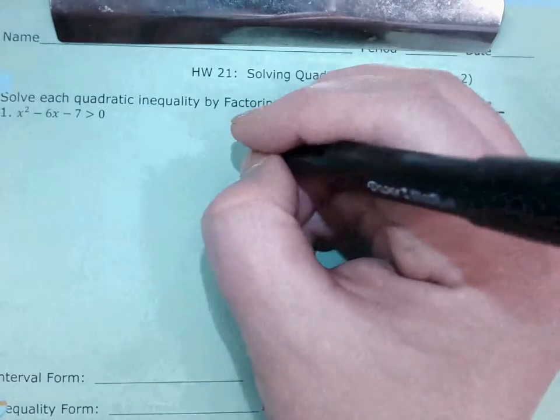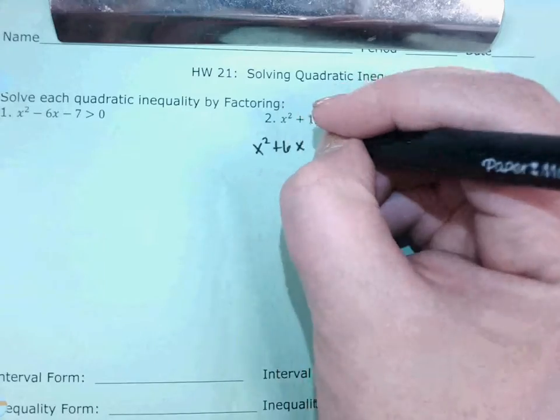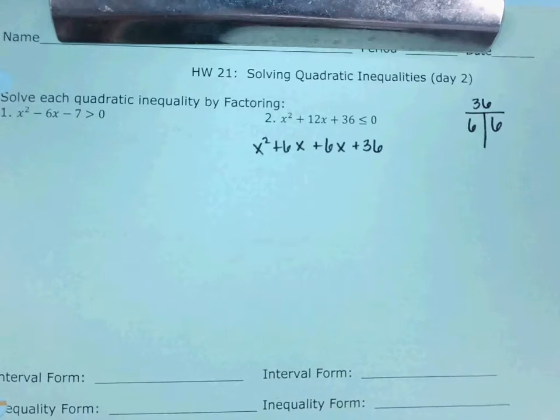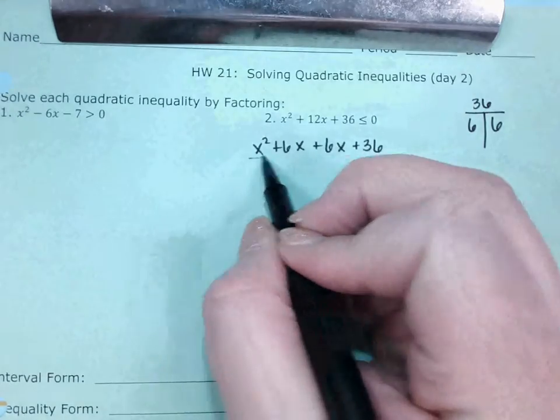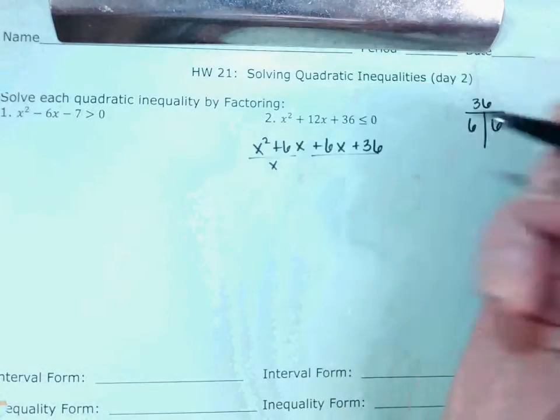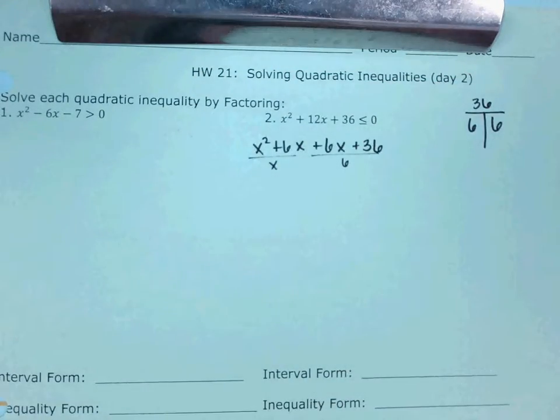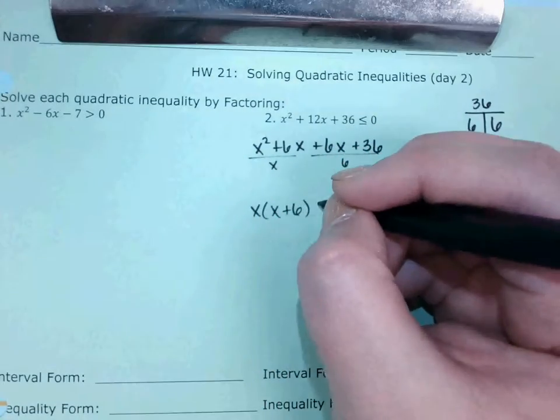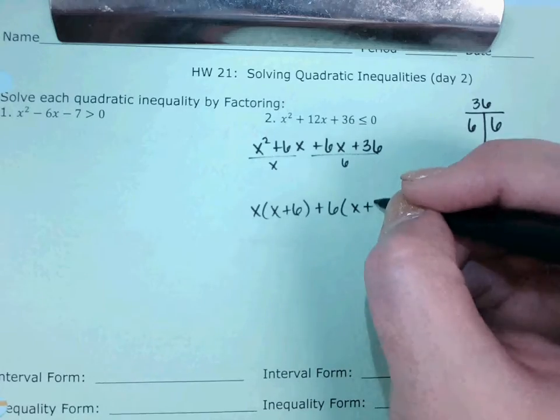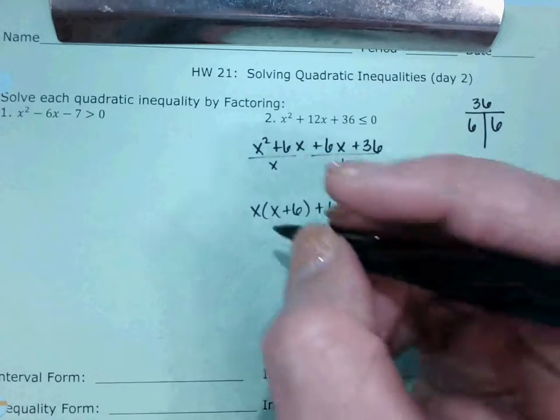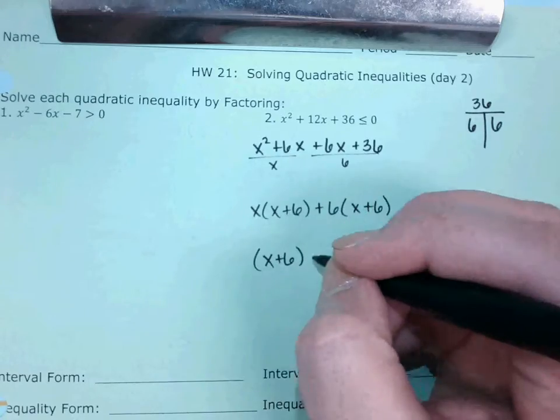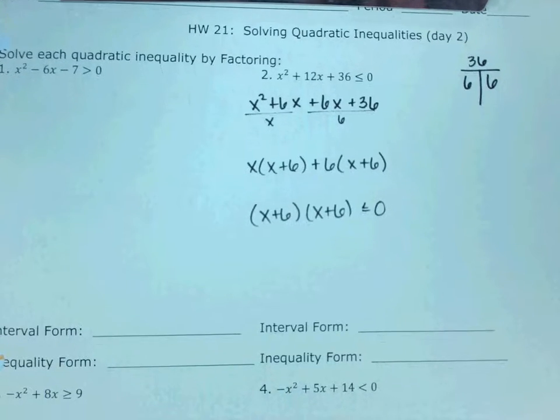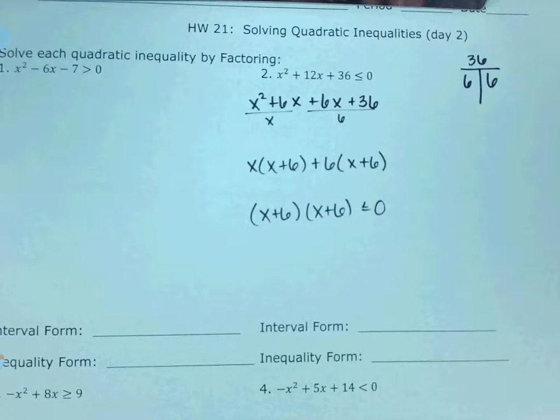So I have x squared plus 6x plus 36. I'm going to ignore the less than 0 till I get to that spot. Take my first two guys, I can take an x out. Second two guys, I can take out a 6. Oh, shoot, hold on. They're both plus 6, and they both equal negative 6. So I have x plus 6, x plus 6 again, less than 0. So far, so good?